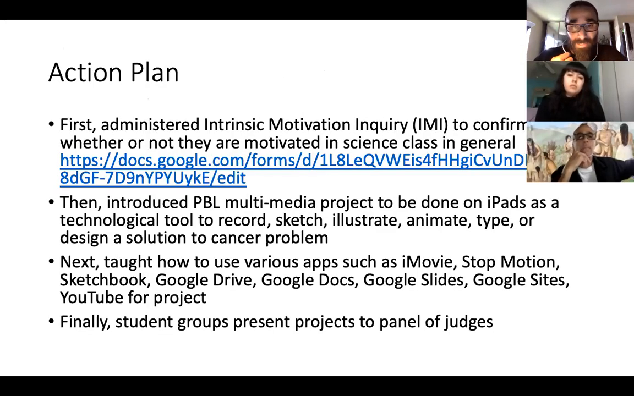For that action plan, I focused on those three students, like I said, I, D, and M. And what I did for the class is I implemented an intrinsic motivation inquiry survey to confirm whether or not they're not motivated, or, like I had said earlier, whether there are other external factors at play. So here is the actual link for the IMI survey that I gave to my students. And once I gave them that survey, I had an idea for what could really be the root cause of the lack of motivation. So that was the first step.